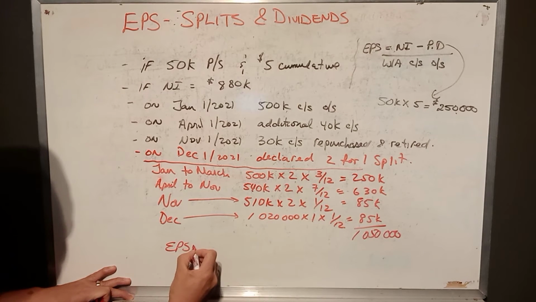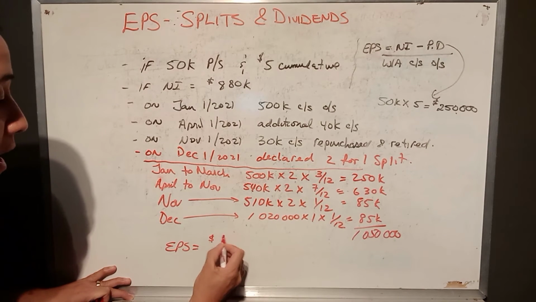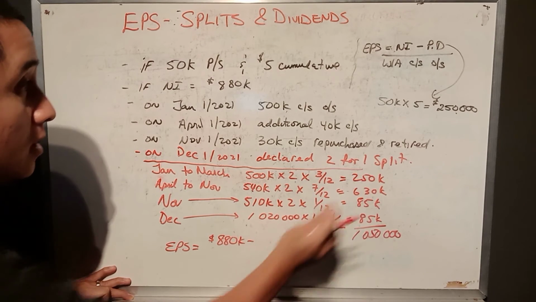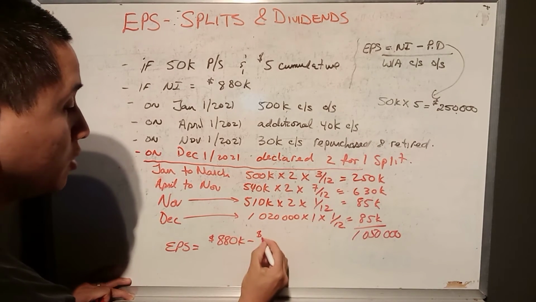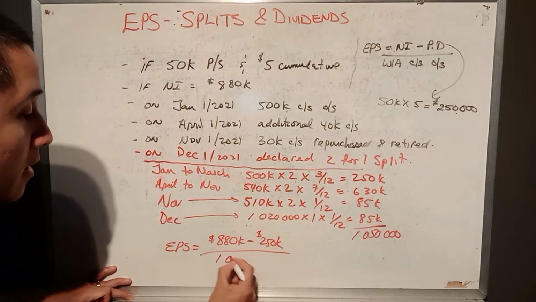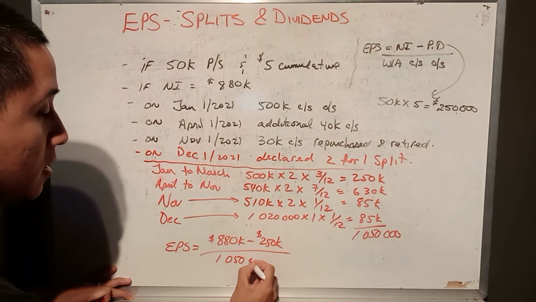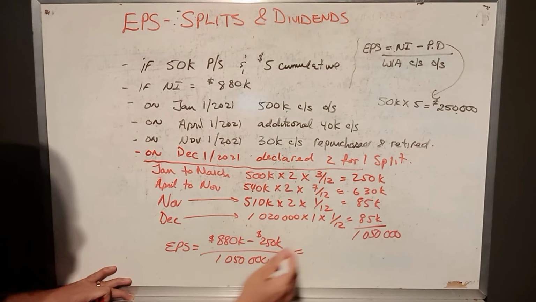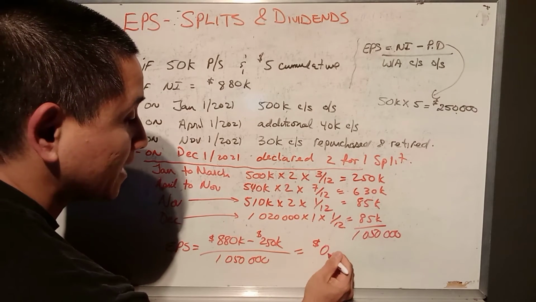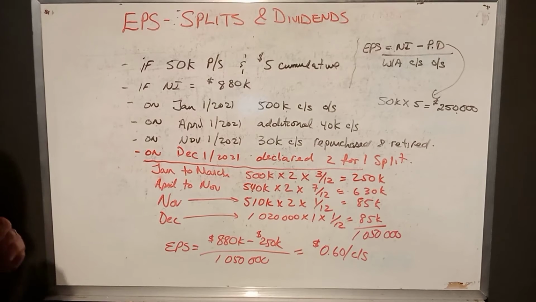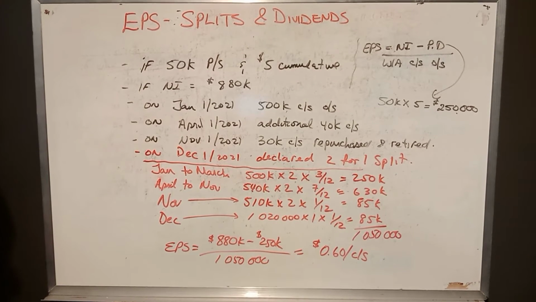So if we were to look at this and compute the basic earnings per share, in this case, it would be $880,000 minus the preferred dividends of $250,000, all over 1,050,000 common shares. So then that would equal 60 cents per common share. So that's how we deal with it.